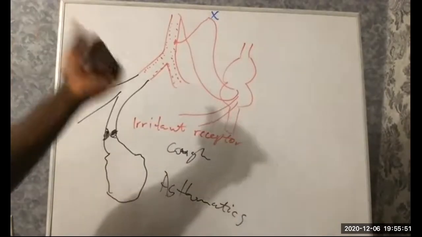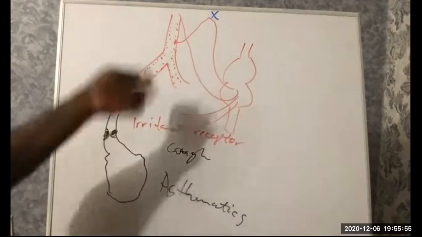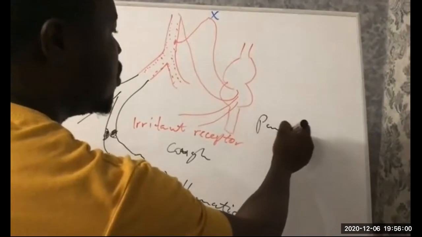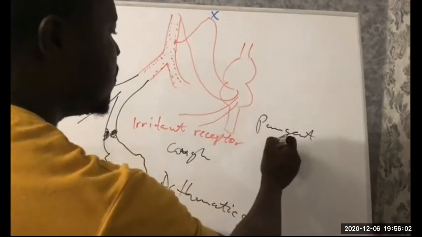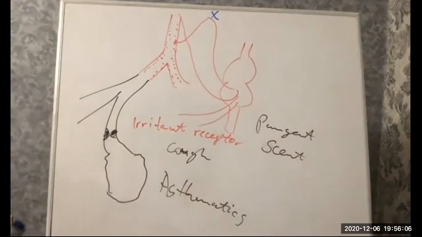So during extreme cold weather, during excessive exercise, and also during what? Pungent smells or pungent odors, pungent scents. They are stimulated. So the stimulation of the irritant receptors, in the ideal case, is to stimulate the cough reflex. But sometimes the vagus is stimulated so much that bronchoconstriction occurs.